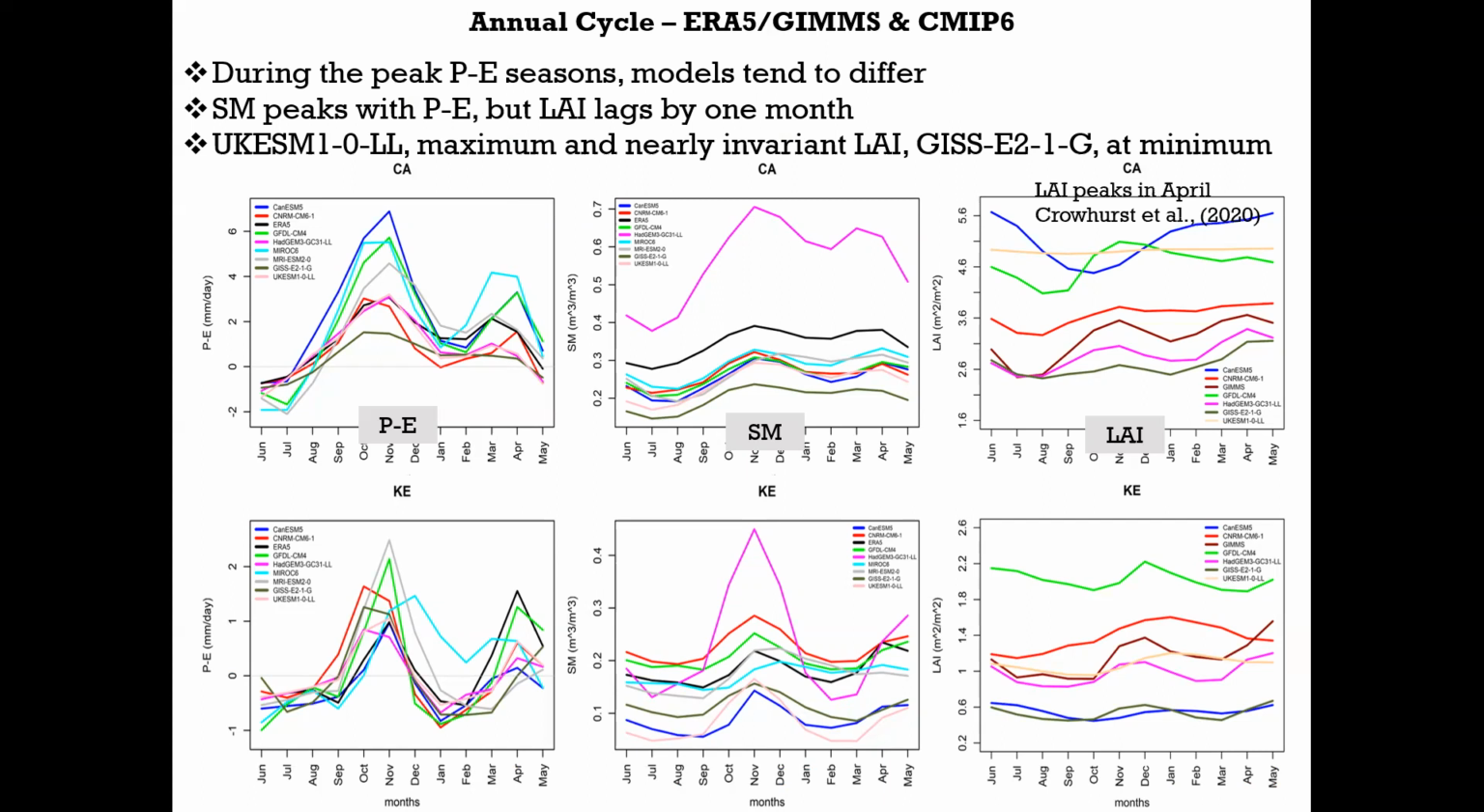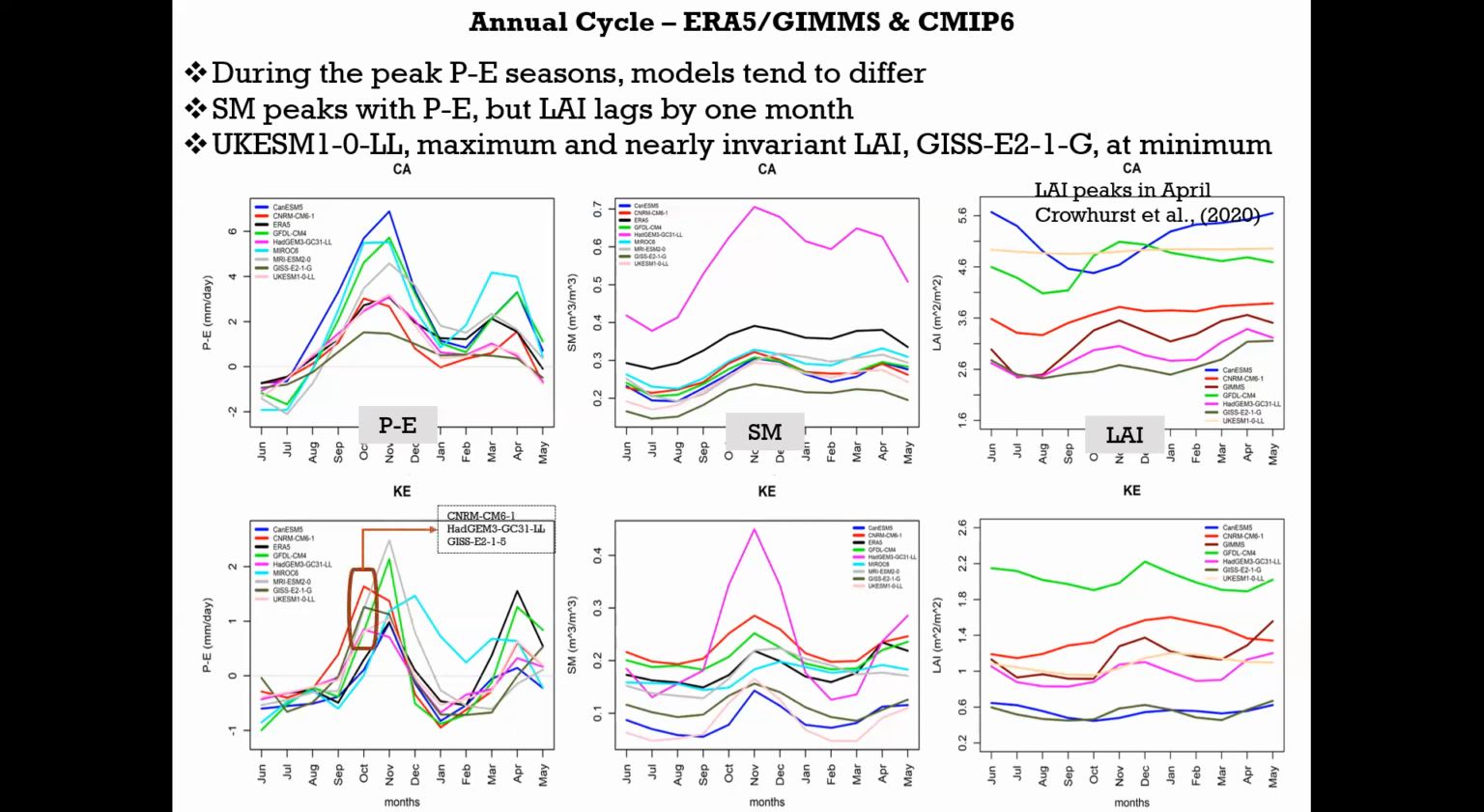For models that have small magnitudes of P minus E, they also tend to have small magnitudes of soil moisture. For Central Africa, despite the differences in magnitudes of P minus E and also soil moisture, the annual cycle is consistent with observations. Especially for leaf area index, we note the peak is in April, not in November, when we have the highest amounts of rainfall.